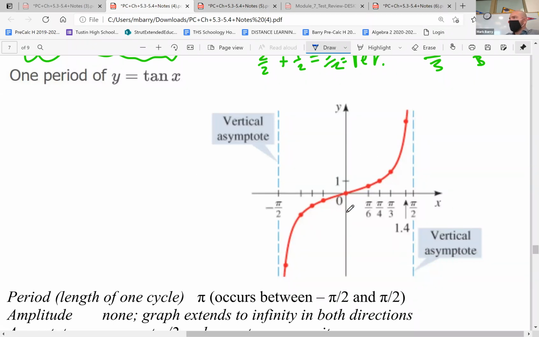This is what one period looks like here. It looks like this, okay? This is what one period looks like. I think it looks a lot like, if you remember the cubic graph we did first semester, y equals x cubed.